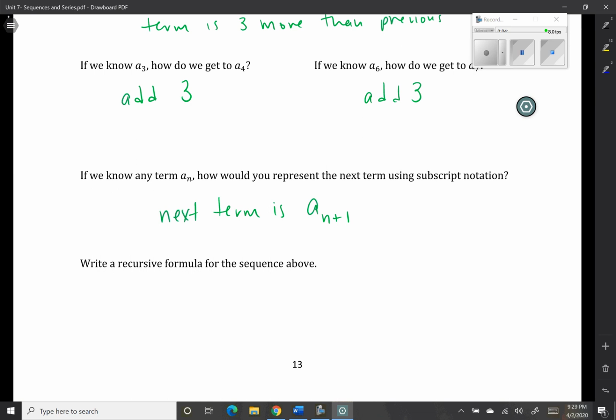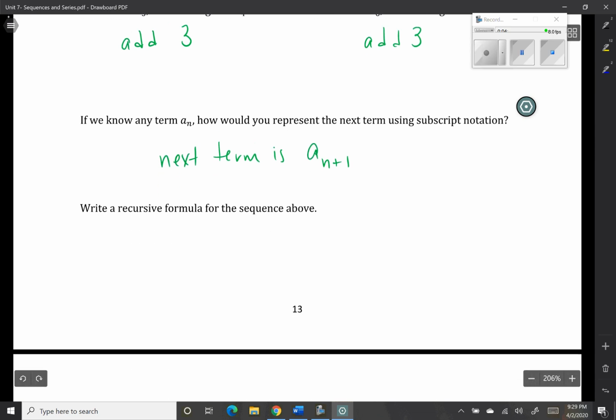So when I'm writing a recursive formula for a sequence, I need 2 pieces. I need to first talk about where the sequence begins. So the first thing I'm going to put in my answer here for the recursive sequence is the first term. The first term of the sequence was 5. I have to say where it begins.